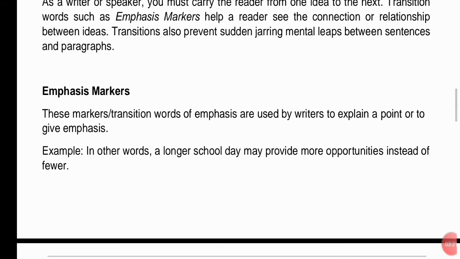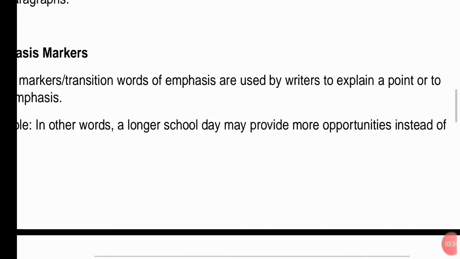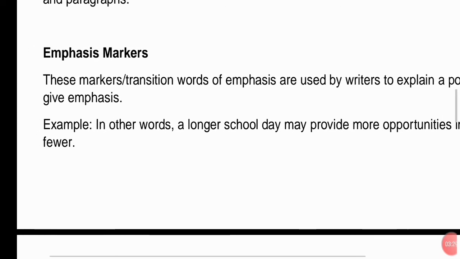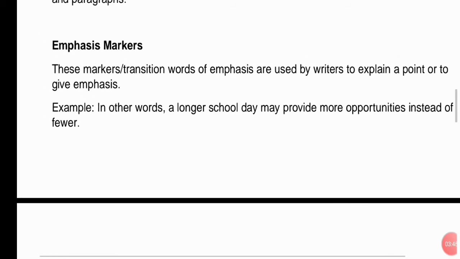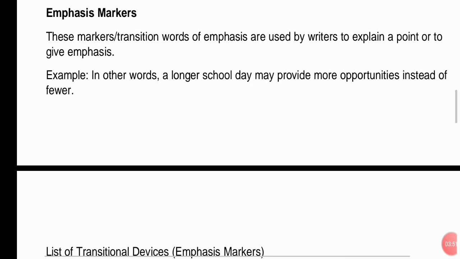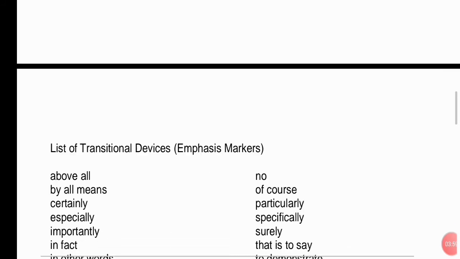So I have here an example in our book. In other words, a longer school day may provide more opportunities instead of fewer. Okay, so we used the phrase "in other words" here, no? We use a transition word of emphasis, in other words. Okay. It gives emphasis that a longer day may provide more opportunities instead of fewer. A longer day is more productive, is much better than fewer school days.